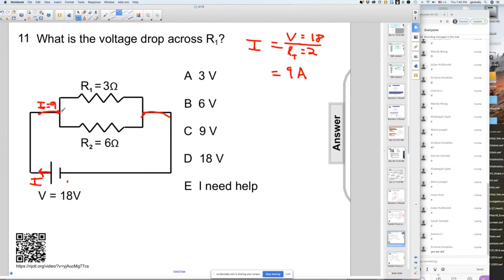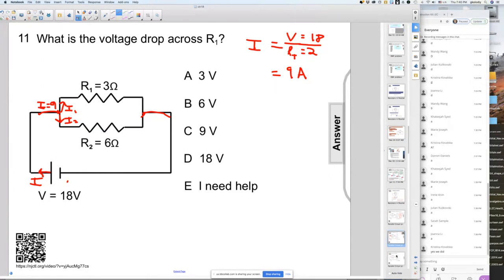Some of that 9 amps goes this way. I'm going to call it I1, and it'll go through this resistor. And some of it will go that way. I'm going to call it I2, and it'll go through this resistor.